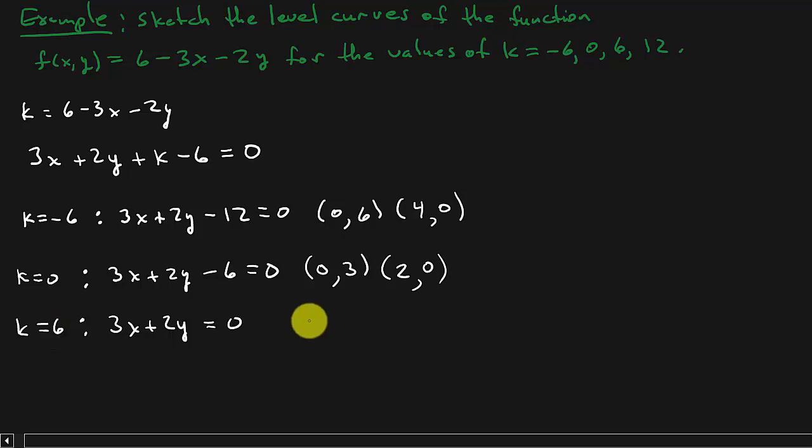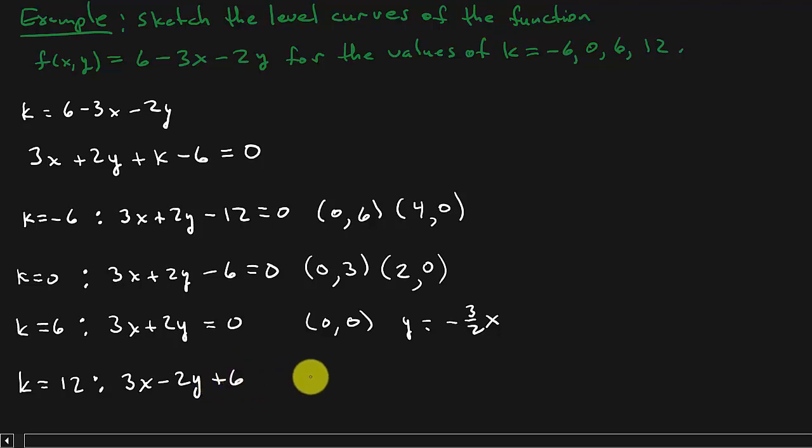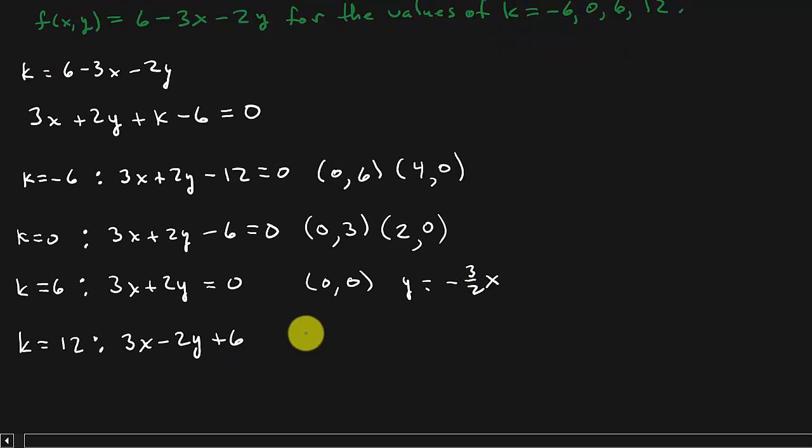And so, well, I know the point 0, 0's on there, but I do need one other point. So what I'll do is I'll just do this y equals negative 3/2 x, get it in y equals, and then I can use rise and run of the slope to graph it. And then I've got k equals 12, and so that's going to give me 3x plus 2y, and let's see, that's what, plus 6. And so I go to get my x and y intercepts. So when x is 0, I get negative 3 for y. When y is 0, I get negative 2 for x.